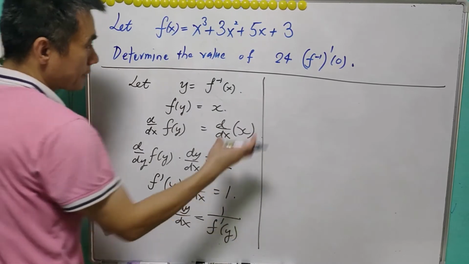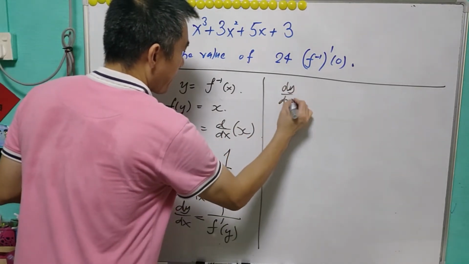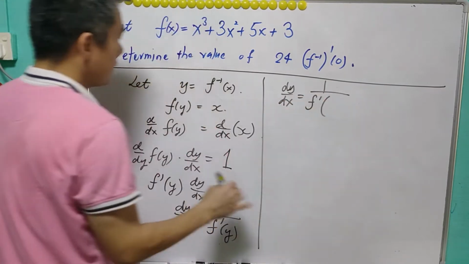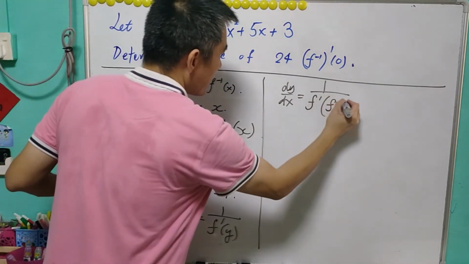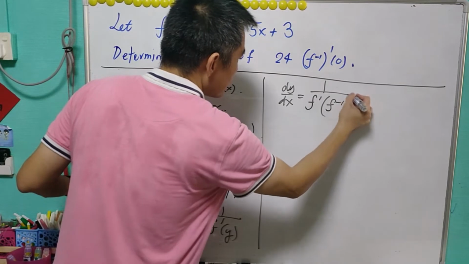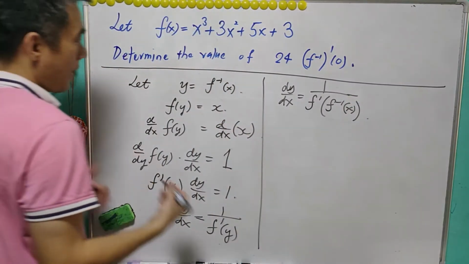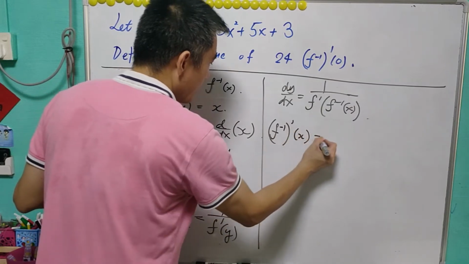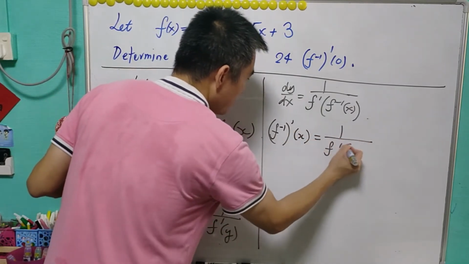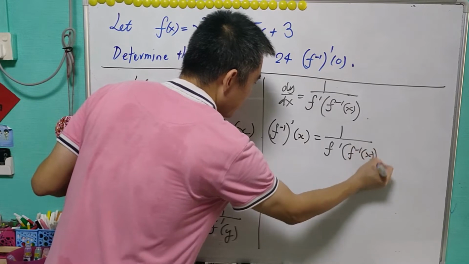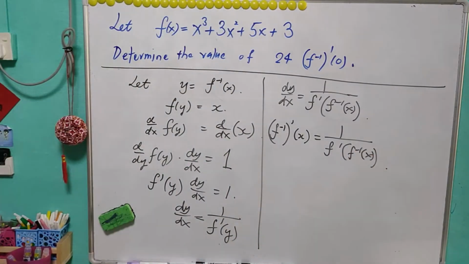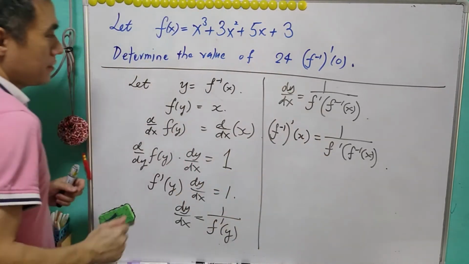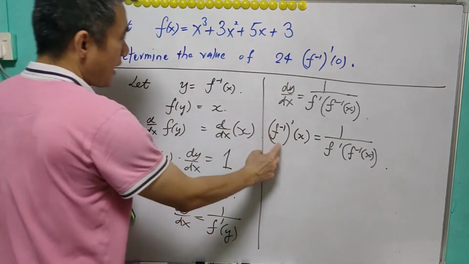But what is f prime y? y itself is f inverse x. And this means that the derivative of f inverse at x will equal 1 over f prime f inverse x, if it exists. Okay, so this is the formula for the derivative of f inverse x.